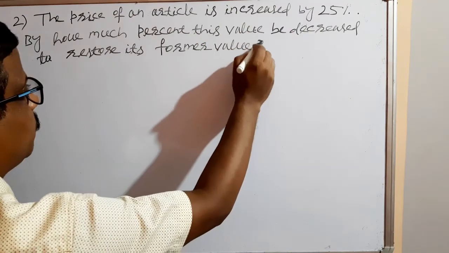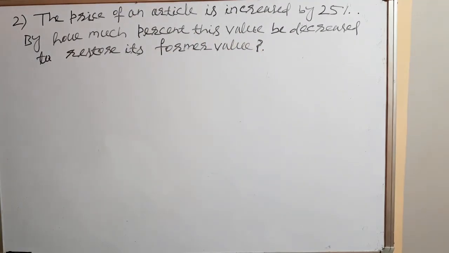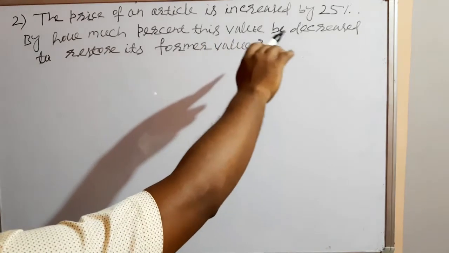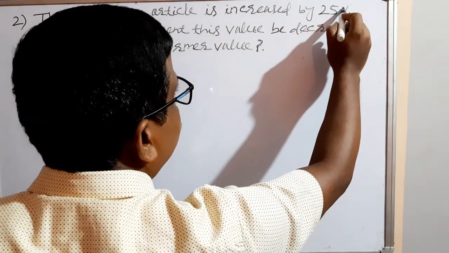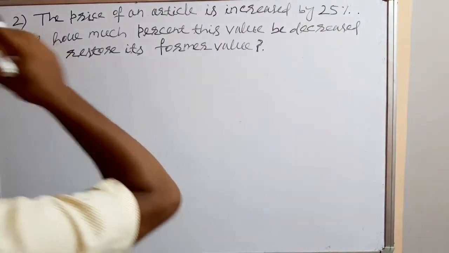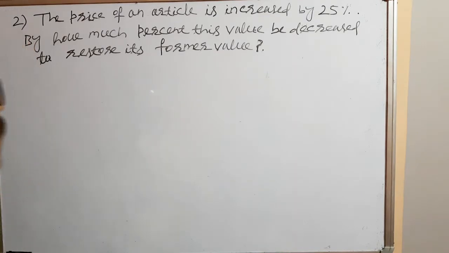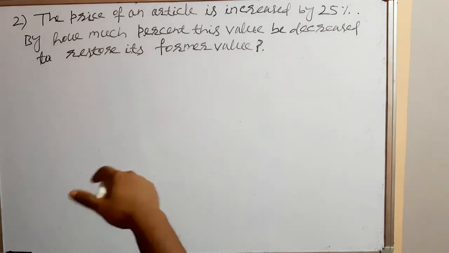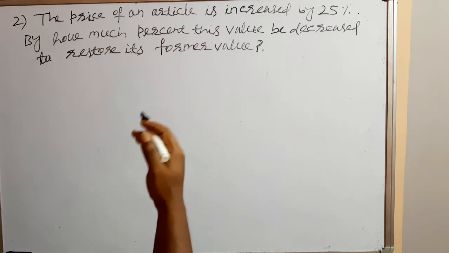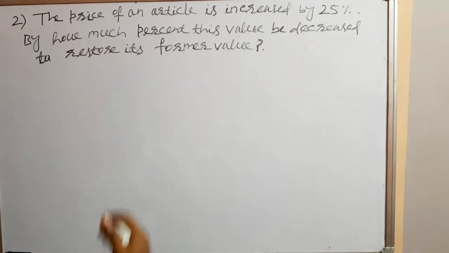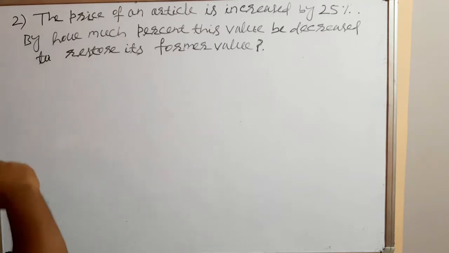So this is the question. The price of an article is increased by 25%, and by how much percent should this value be decreased to restore its former value? Former value means it comes back to the original price. First it is increased, then it is decreased. So how much percent should it be decreased to get the original value?